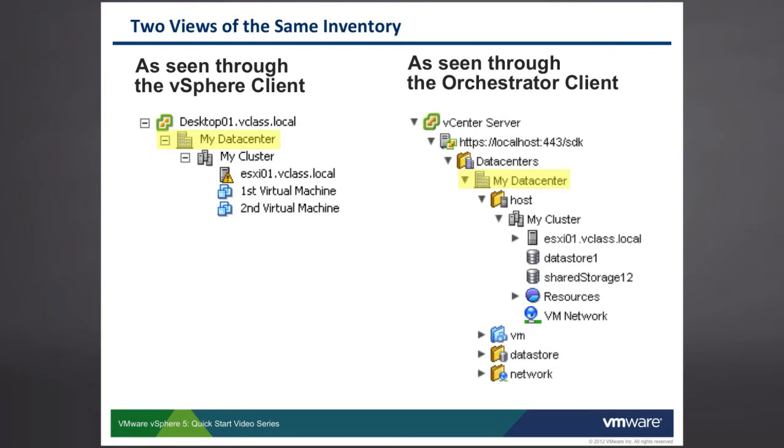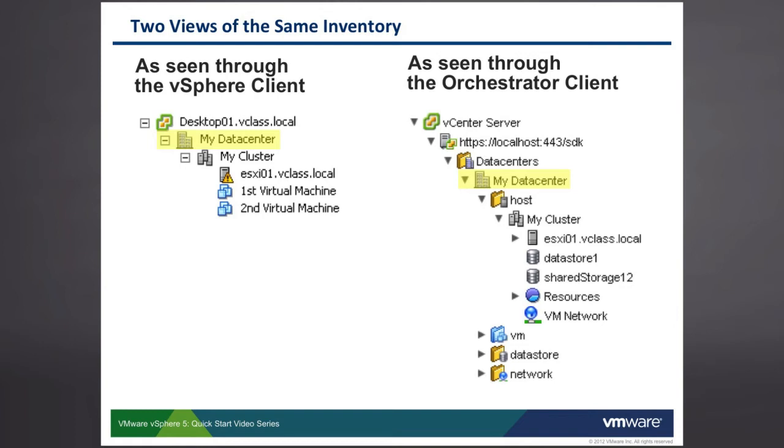Now, you'll notice in the Orchestrator inventory that there's an intervening object. In this case, it's labeled data centers. Not many customers use this, but in the vSphere client, instead of simply creating a data center, if you have multiple data centers, you can organize those in something called a data center folder. And that's what you're actually seeing on the right side in the Orchestrator inventory. The object labeled data centers is a data center folder.